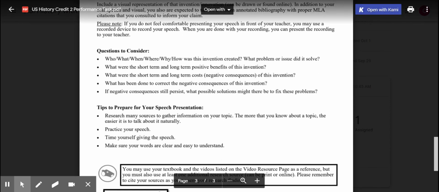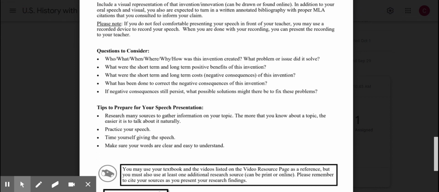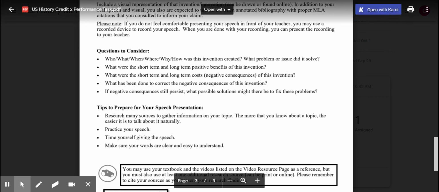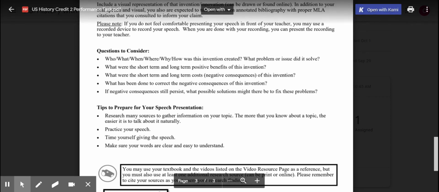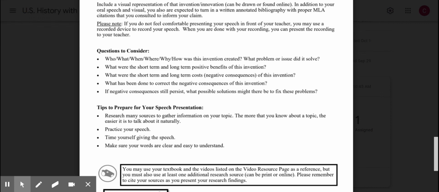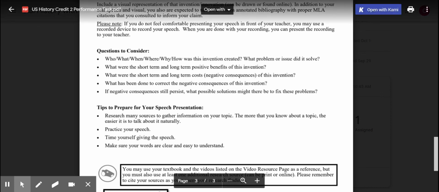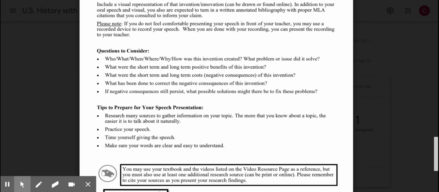Now, this can be a short essay or it can be a presentation. So you can do a Google Slides presentation, whichever comes more naturally to you. Ultimately, as long as you answer these five questions, and question number five is only if there are negative consequences to this invention that still exist, but as long as you hit all of these, you should be good and you will do fine on this. I hope this helps, and please let me know if you have any questions.